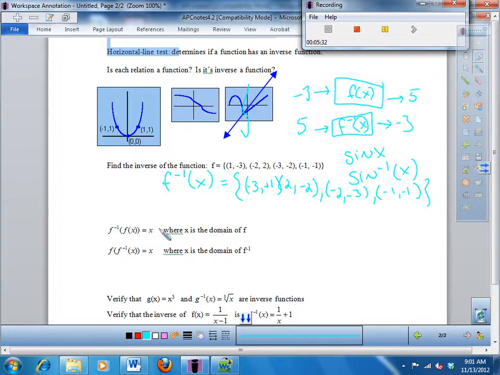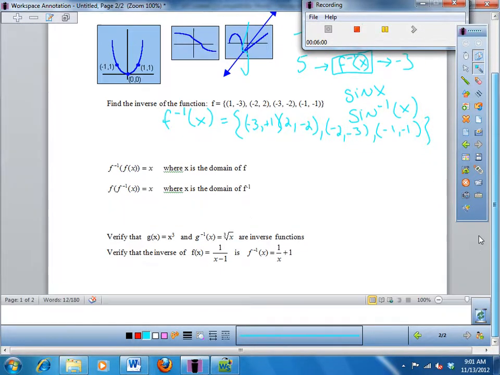So a function has an inverse if the inverse of f of x is equal to x, and also if f of the inverse function of x is also equal to x. So we're going to use this next problem to demonstrate that.